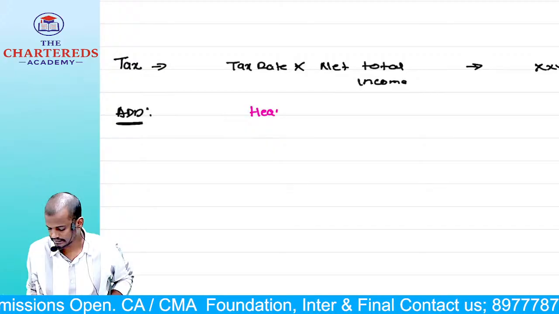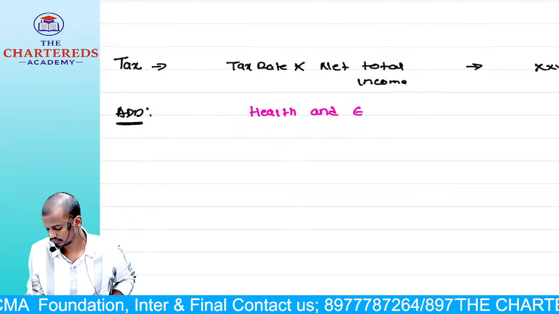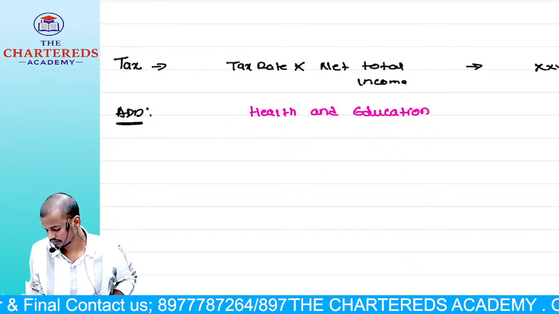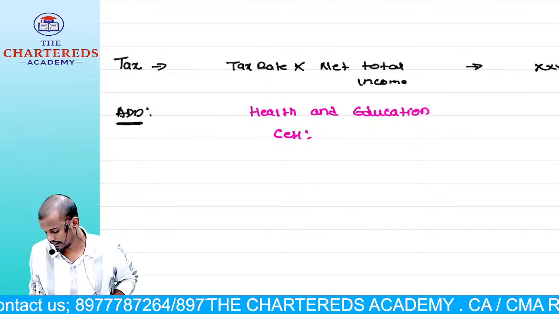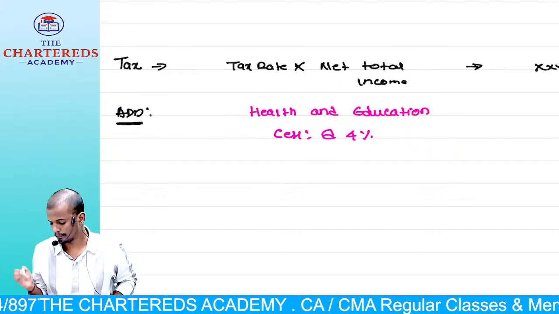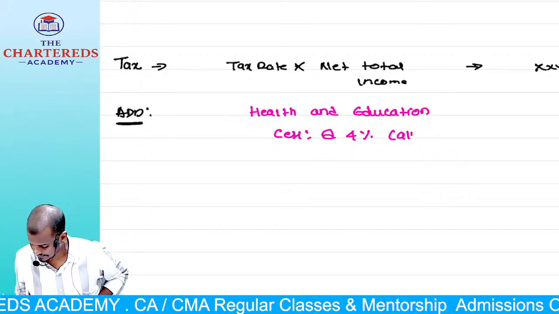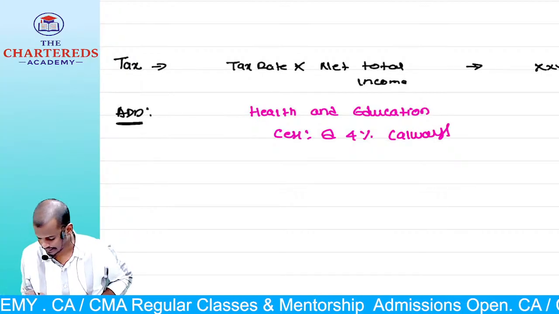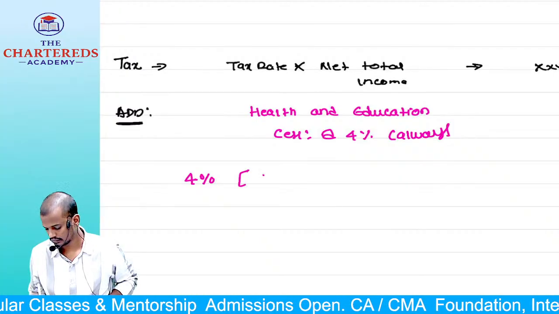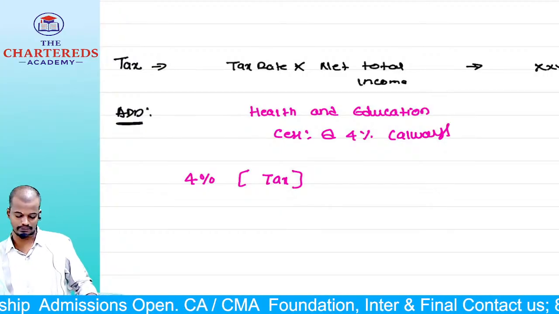health and education cess. What is the percentage, sir? At the rate of 4%. Always 4%; there are no limits for this. This 4% is always applicable on the tax. What is it applied on? It is applied on the tax.